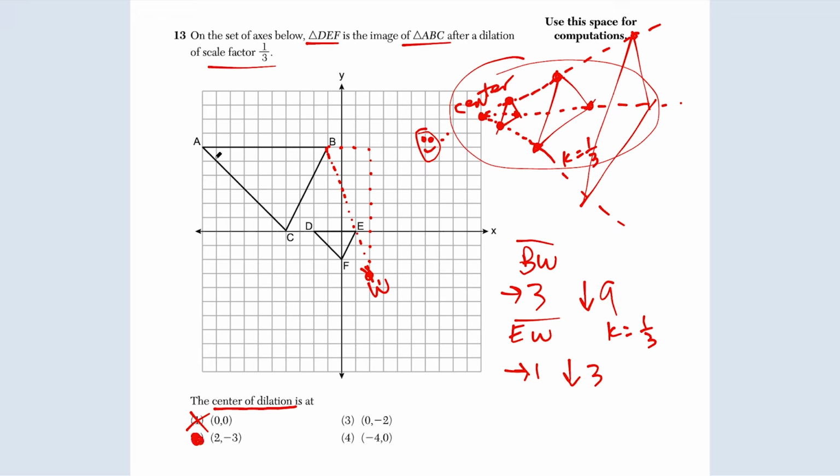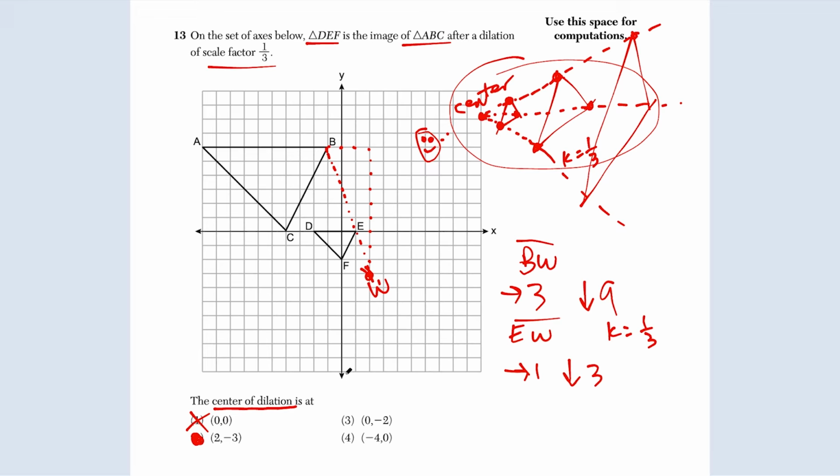And just for the sake of time, I'm not going to run A and D through the same test. But what you would essentially be doing here is counting how much you have to go over and down to get from A to the center, and seeing if the amount you have to go over and down to get from D to the center is 1/3 of what you had to do for A. And the same thing for C and for F.